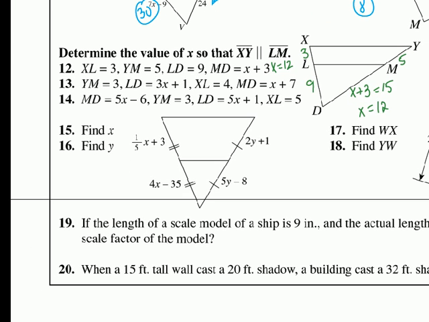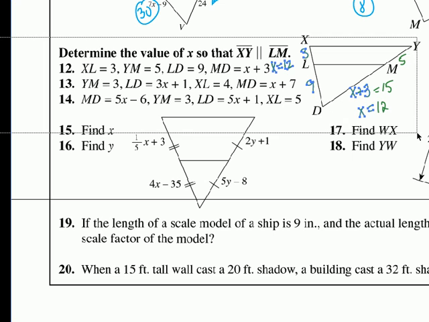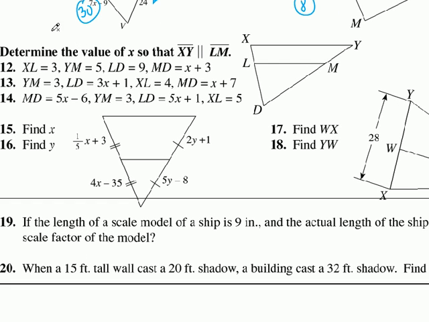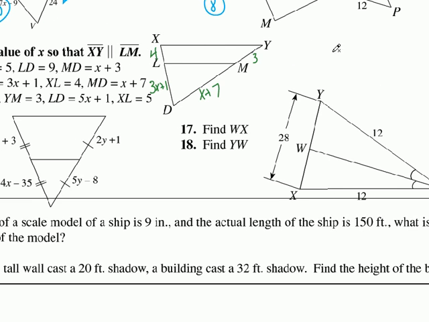I don't have a lot of room to write, so as I do these, let's try this again. All right, let's do that. Get rid of that. Let's do another one. Use the same color. YM this time is 3. And then LD is 3x plus 1. XL is 4. And MD is x plus 7. All right, this isn't quite as nice as the other one was, but it's fine. Let's see. I got a little space in here, so let's do the writing in here.